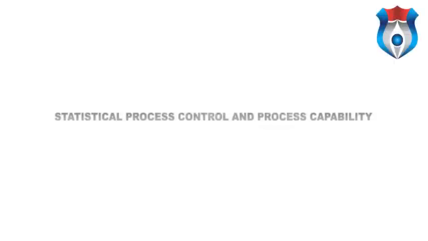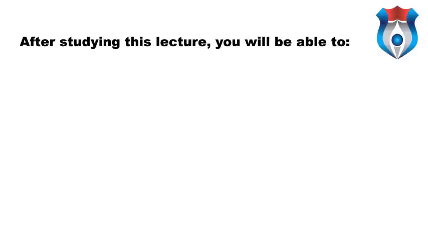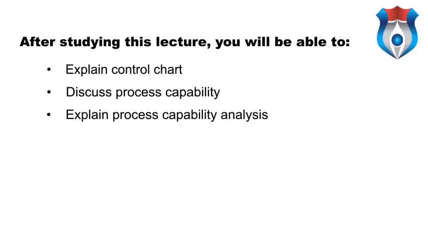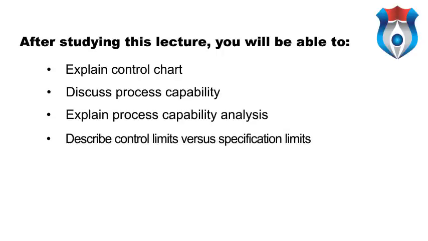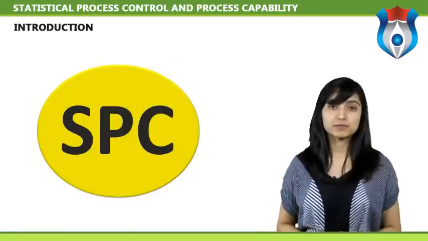Hello students, welcome to the lecture on statistical process control and process capability. After this lecture we will be able to learn the following objectives: explain control chart, discuss process capability, explain process capability analysis, describe control limits versus specification limits. Let's start with the introduction.